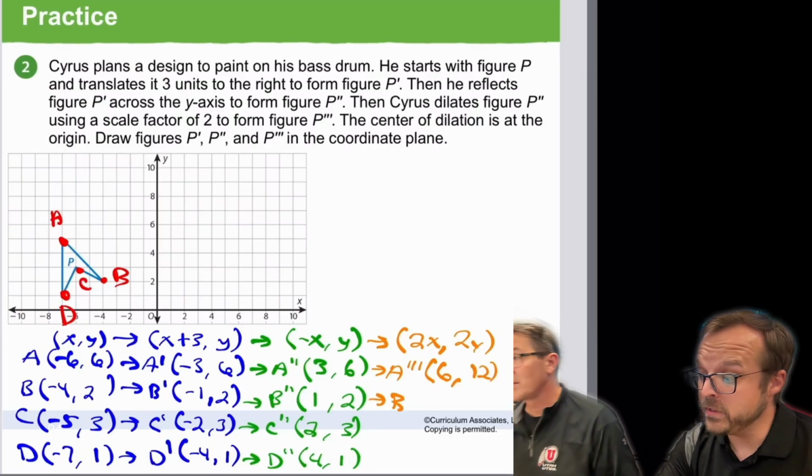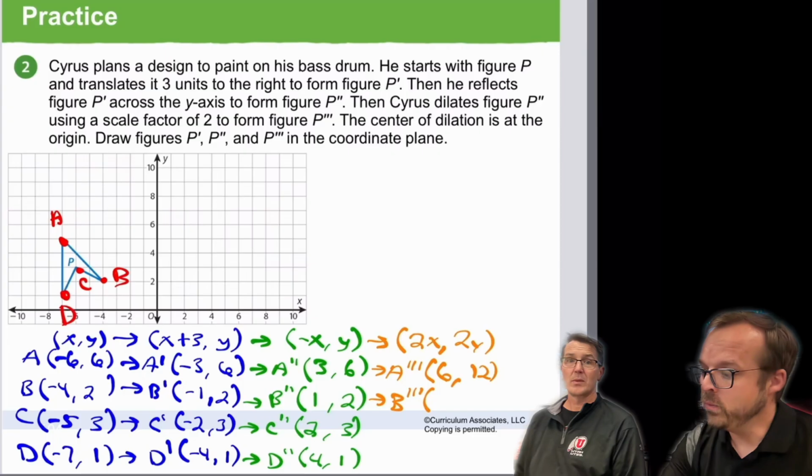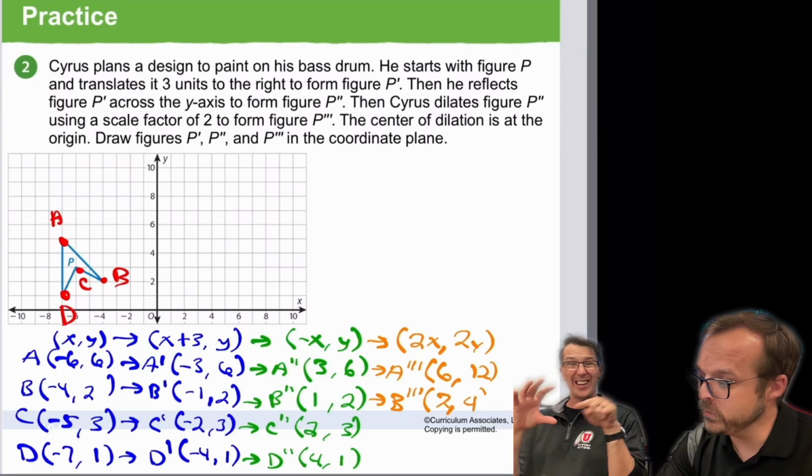Our B triple prime: 1 times 2 is 2, 2 times 2 is 4.